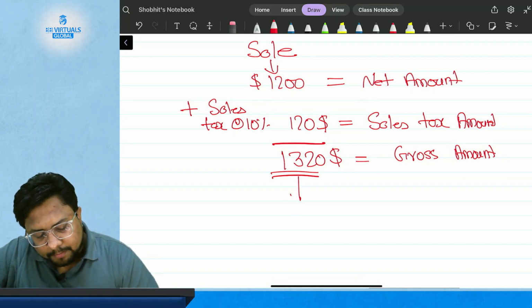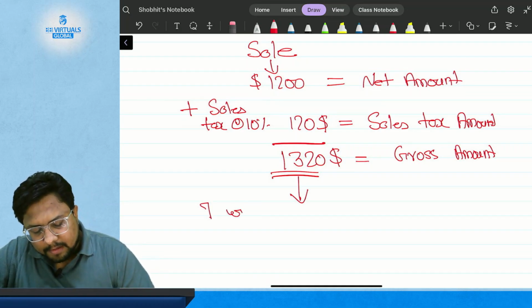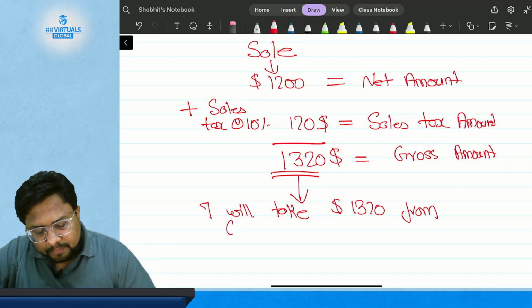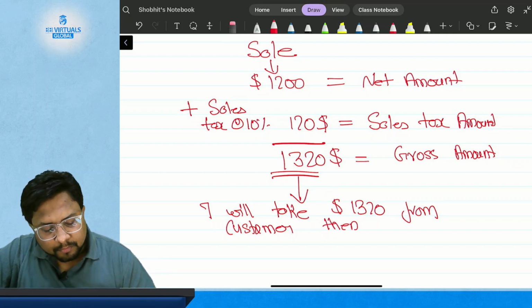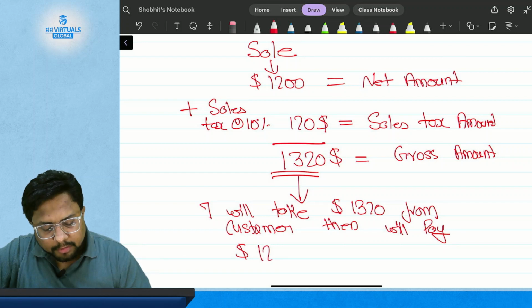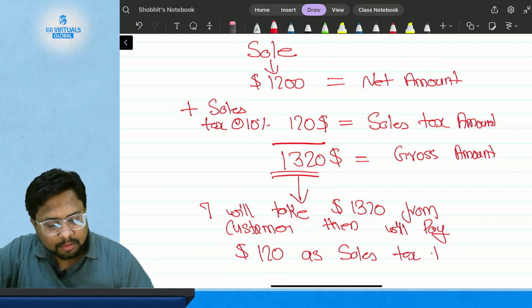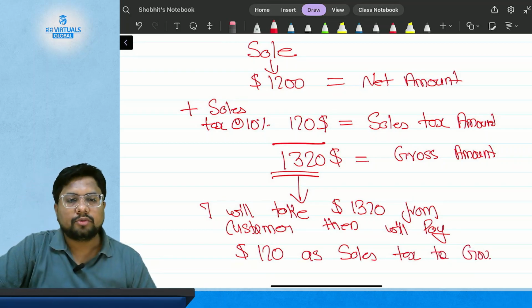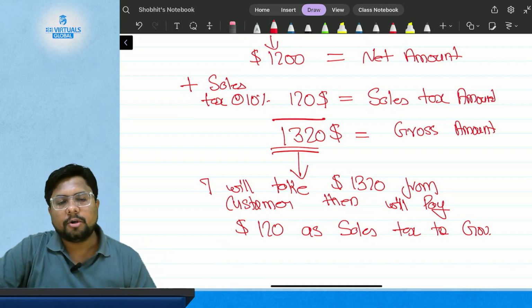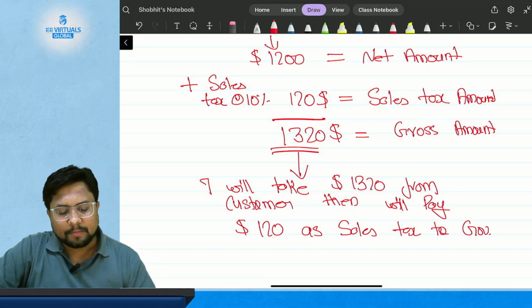Okay, so now what happens? I will take $1,320 from the customer, then will pay $120 as sales tax to the government. So what I will do, I will take $1,320 from the customer and then pay $120 of the sales tax to the government. So I am going to do this.